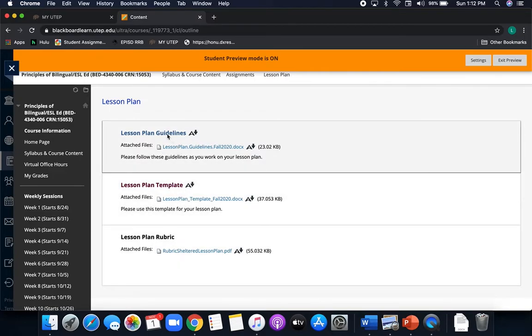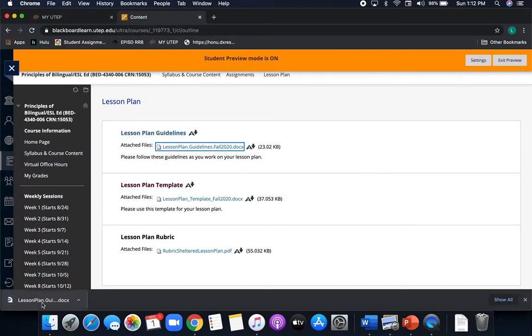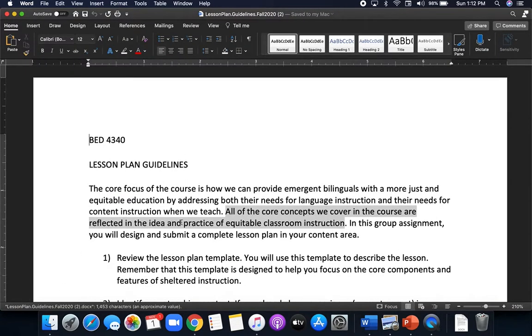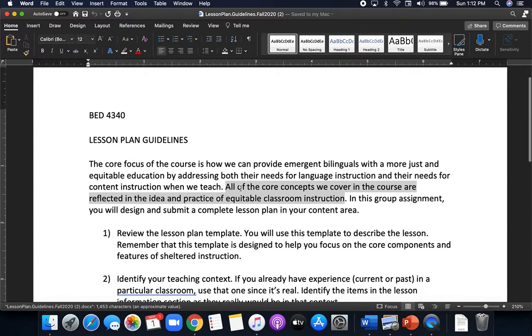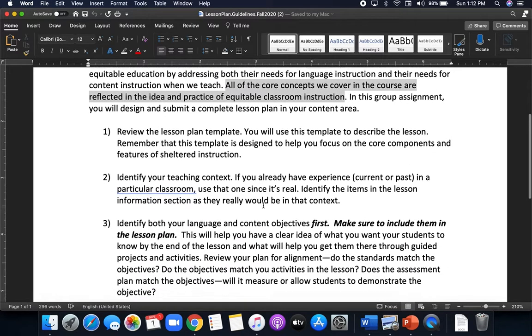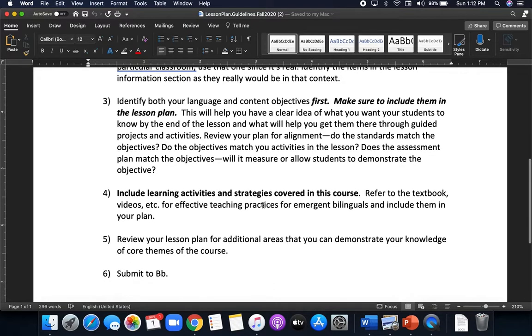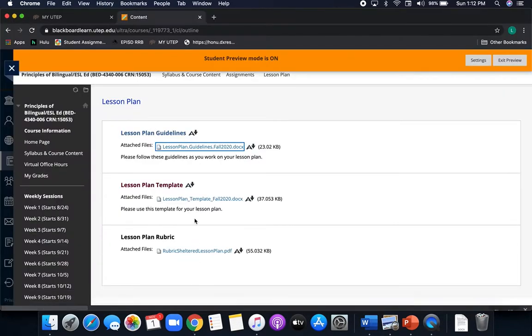And so the first piece here is the lesson plan guidelines. I'm going to go ahead and click on that. It will download a document for me, and that document looks like this. And this is where I told you to take a look at the syllabus for those core concepts of the course. Make sure that you take a look so that you know that you're including all of the things that you need to in your lesson plan. And this document will give you some of the important items that you need. I'm going to come back here.